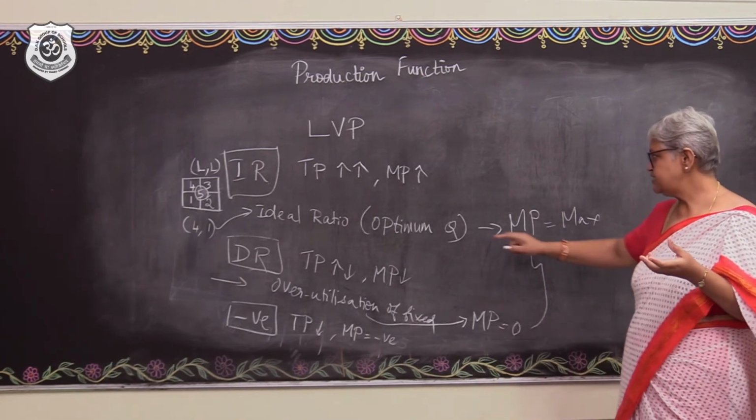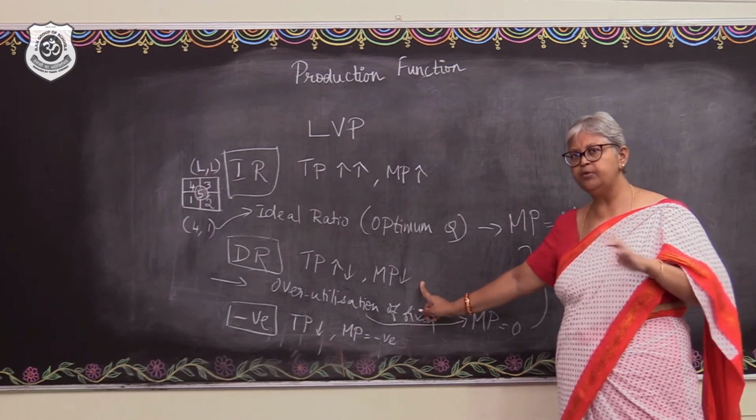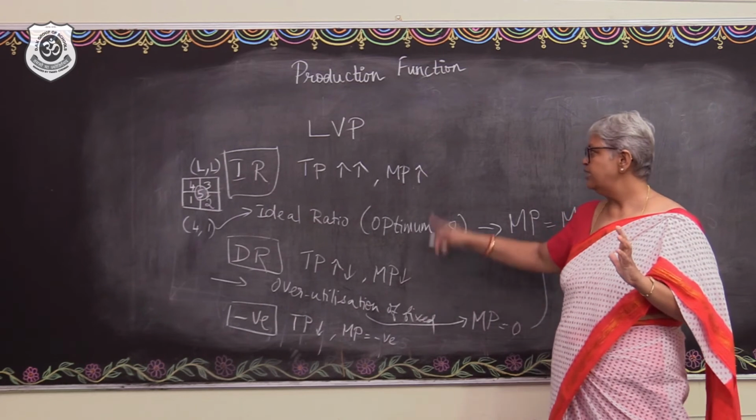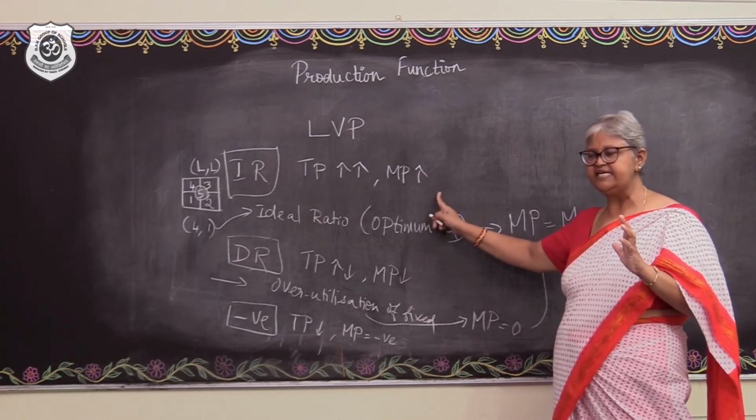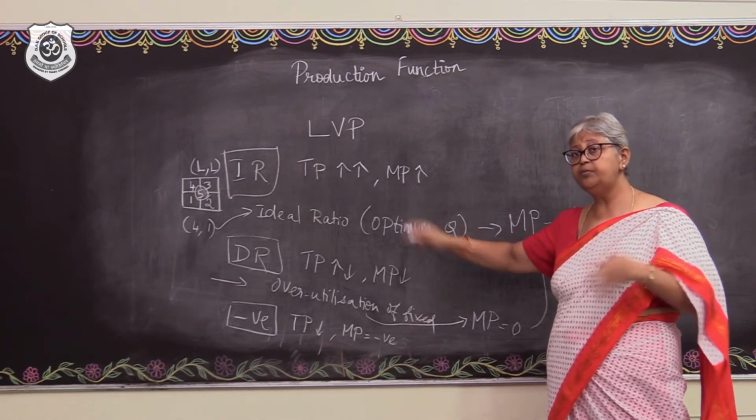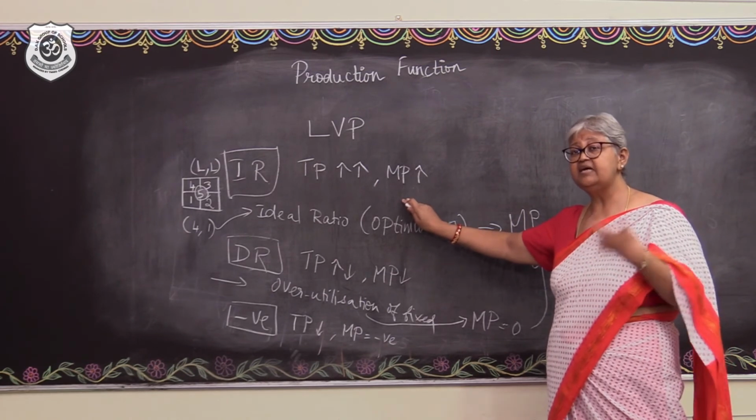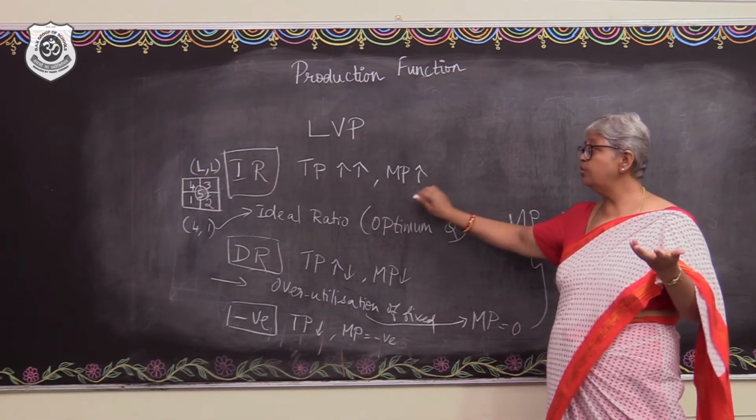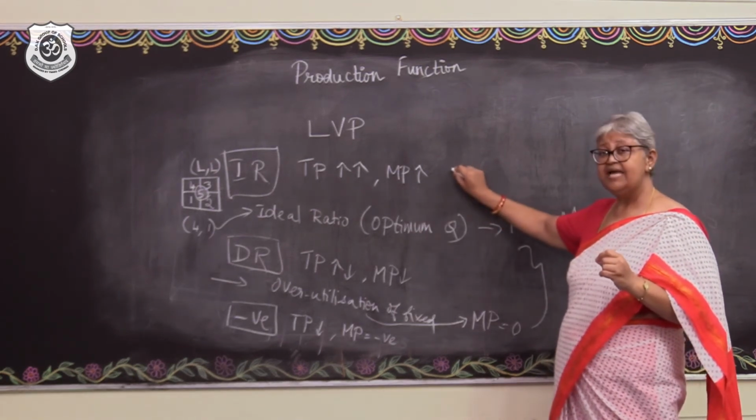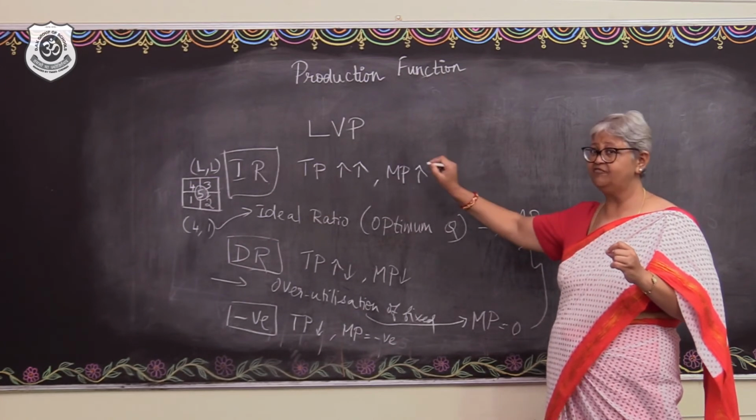Why? Because the TP is still increasing. The total product, the total output, is still increasing. No rational entrepreneur will stop production in the very first stage. In the very first stage, the total product is increasing at an increasing rate. That is, the total output is increasing. Very efficient production. There is scope for increasing the output more. So no rational entrepreneur will stop production at this phase, the increasing returns phase.